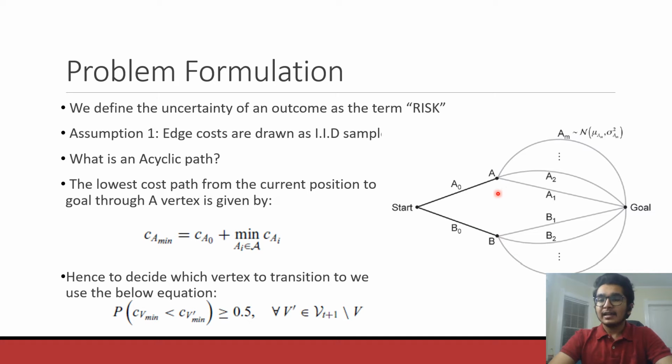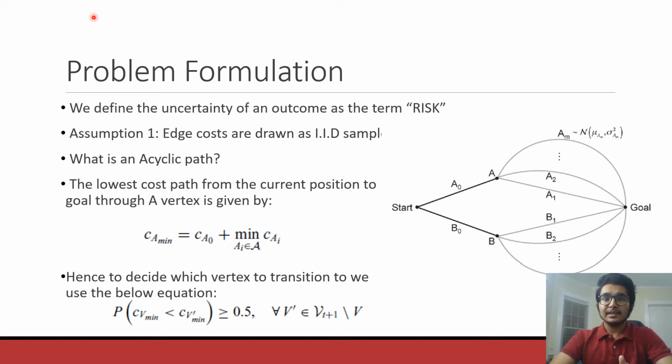As we can see, A contains M acyclic paths to the goal and B contains N acyclic paths to the goal. So the first question that naturally rises is, what is an acyclic path? An acyclic path is nothing but a path that does not loop back to the start. So it is a continuous path. So coming back to our first question, how do we find the cost from the start to the goal via the point or vertex A? It is given by this formula here.